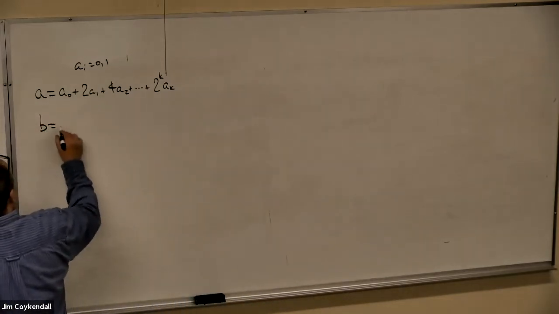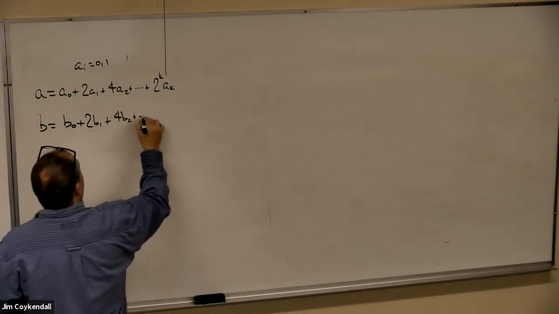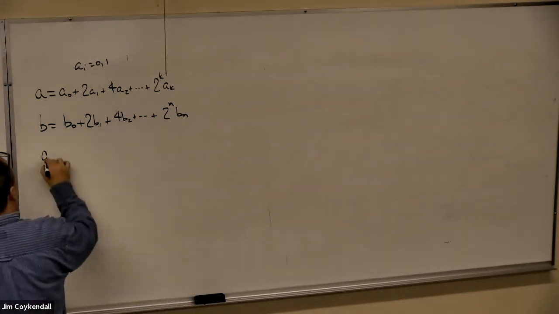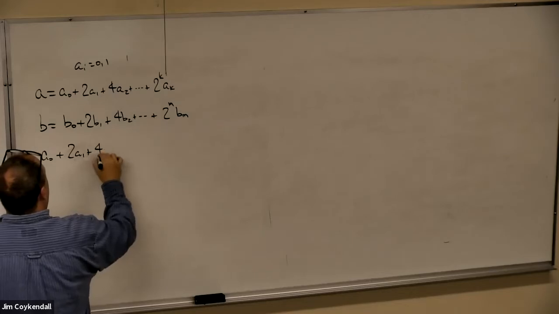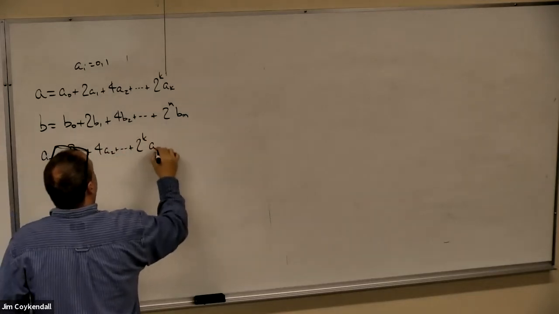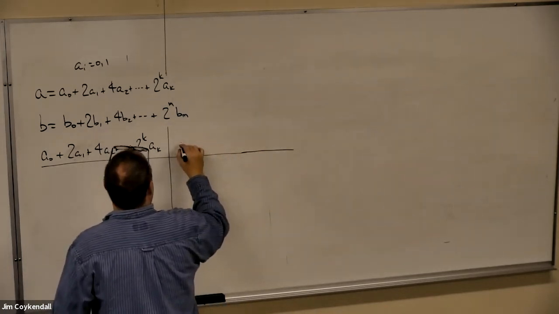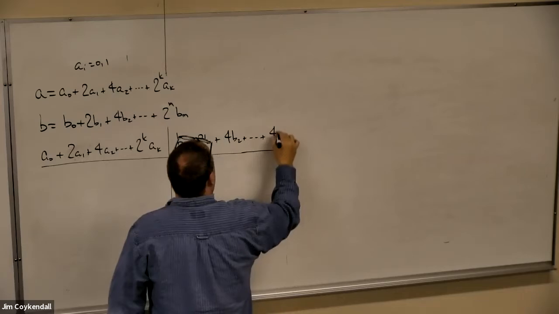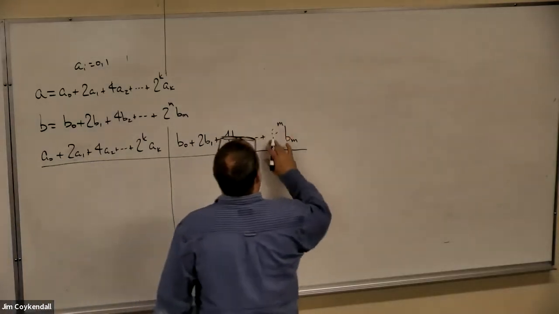If you write B, so you start the columns like this. This is certainly not a formal proof, but B0 plus 2B1 plus 4B2 plus 2 to the M BM. 2 to the M, dear Jim. Oh, yes, thank you, thank you.